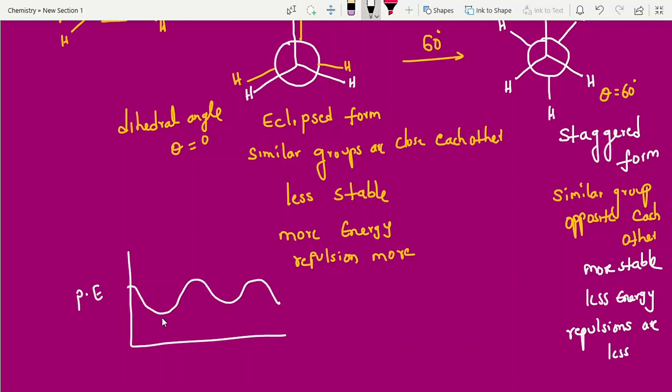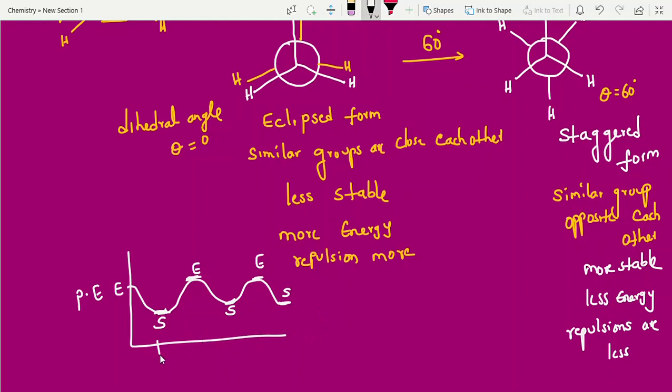So this is what... Okay. See, which is having less energy, staggered form, which is having more energy, eclipsed form, and this is again eclipsed form, staggered form, eclipsed form, staggered form. Like this, energy level diagram also we can write.